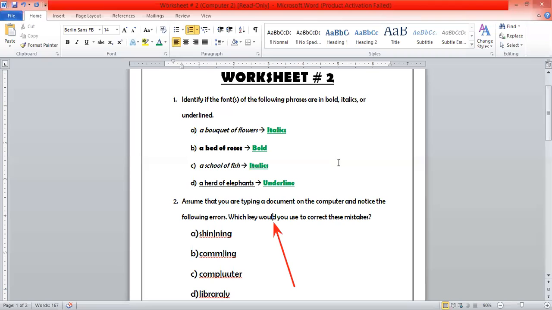The examples of the words are given here. The first one is shining. They wrote that spelling wrong. The spelling of shining is not this. So they have to erase one letter. Which key will they use? If you notice the shining, there is an N. By the way, what is the correct spelling of shining? Who is going to send it in the chat? Let's see.